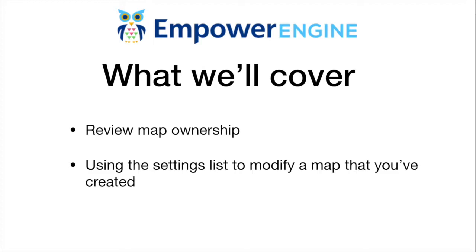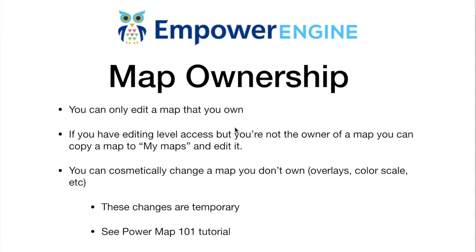In this tutorial, we'll cover a couple of things. We'll review map ownership, and then I'll show you how to use the settings list to change a map you've created. You can only edit a map you own, i.e. a map you've created. If you're not the owner and you want to edit it, you can copy a map to your My Maps and then edit your copy.